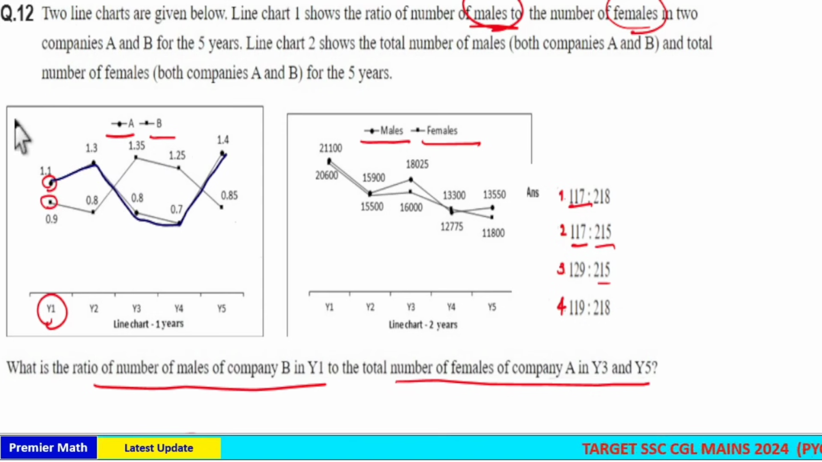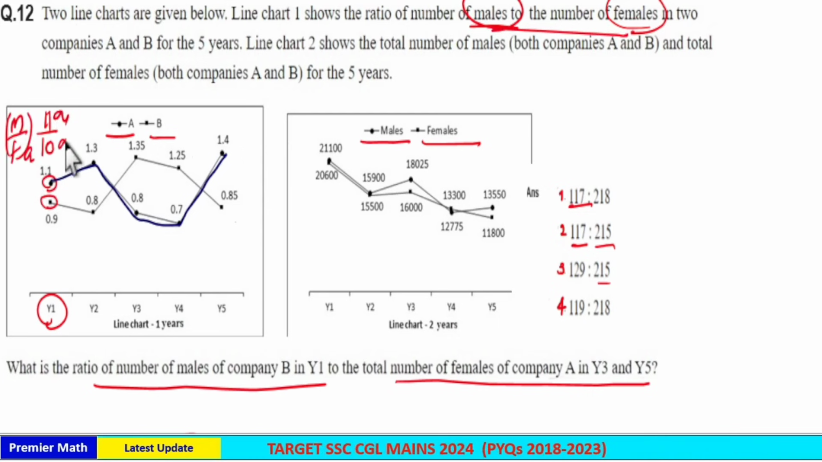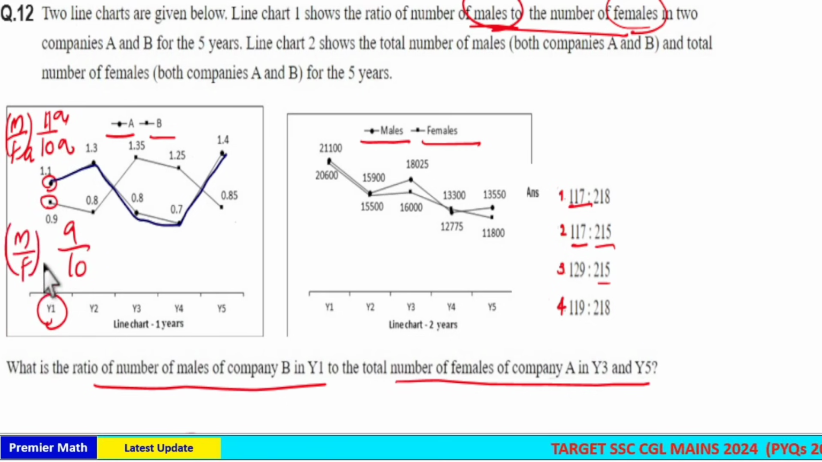Now 1.1 means 11 by 10, which is the ratio of males to females in company A. So take it as 11A by 10A: 11A men and 10A women in company A for the year 1. Same way 0.9 means 9 by 10, which is the ratio of males to females in company B. That is, take it as 9B and 10B: 9B men and 10B women in company B for the year 1.